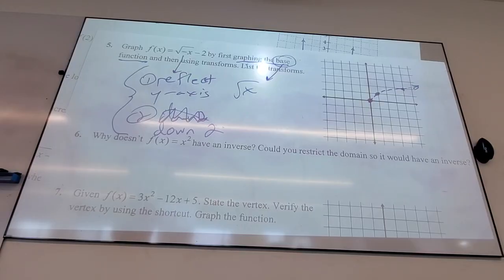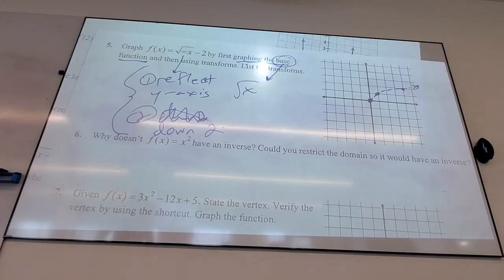A negative multiplier is a reflection. It's going to reflect either around the x-axis or around the y-axis. We just said if it's inside, it's left and right, so it's going to flip left to right. If it's inside with the x, left and right. If it's outside, in front, up and down. So if it was a negative in front of the square root instead of inside the square root, it would flip over the x-axis, up and down.